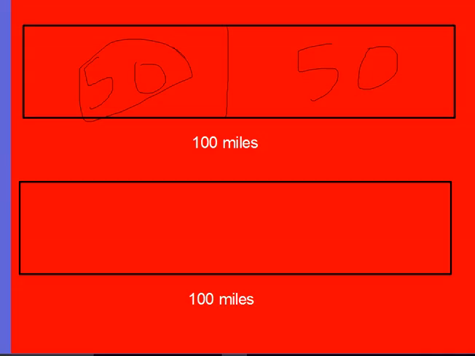All right, please finish page 73. And we are starting multiplying fractions.